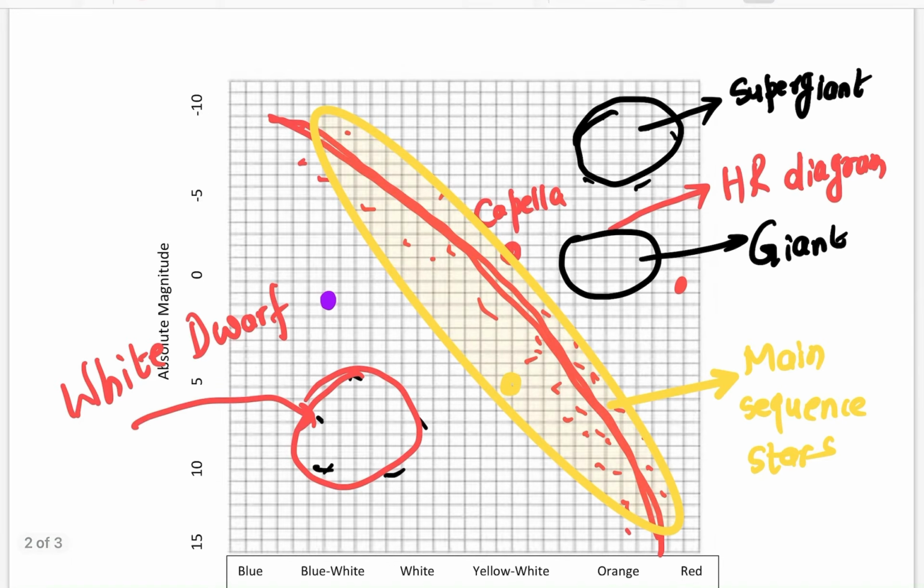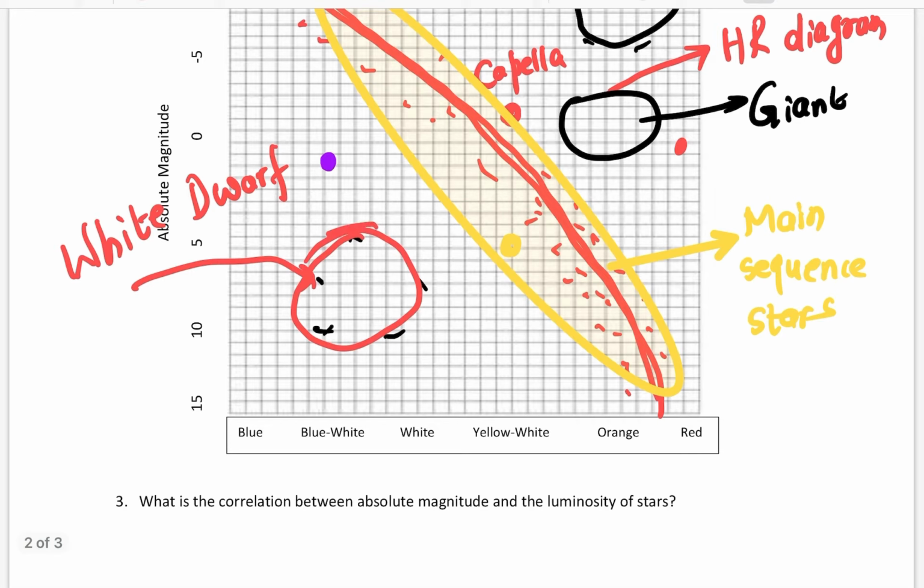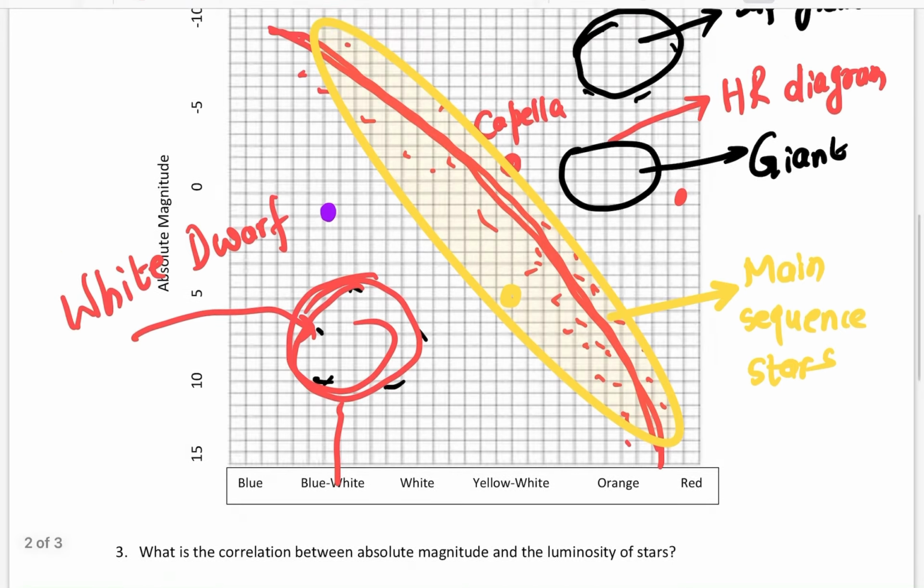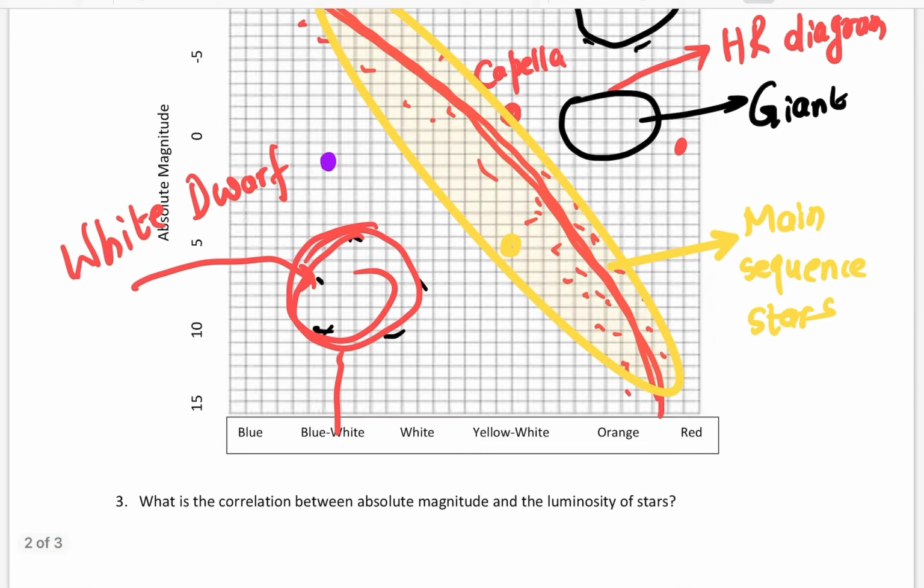Once you have plotted the graphs, just look at the stars, or you can also tell from the absolute magnitude and the color. For example, the white dwarf's color would be blue and white, but the absolute magnitude would be higher. Higher absolute magnitude means the luminosity would be smaller. So if I look at it this way, the luminosity increases.